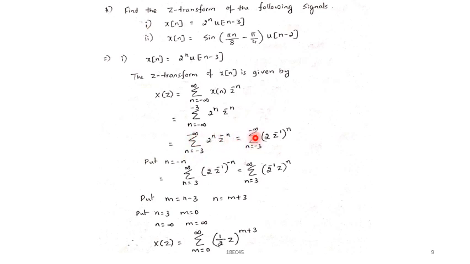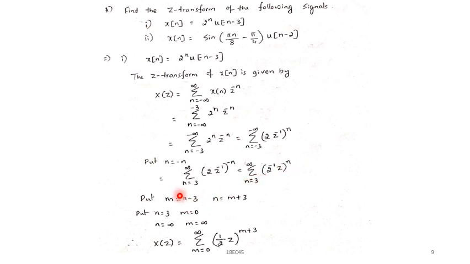I just interchanged it. Then I'll write 2z inverse to the power n. Now I'll change this sign, I want this as a positive. So put n is equal to minus n. I'll write n is 3 to infinity, 2z inverse to the power minus n. Or I can write this as summation over n from 3 to infinity, 2 inverse into z to the power n.